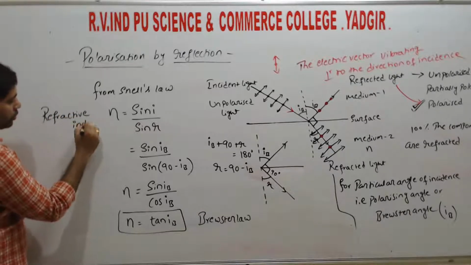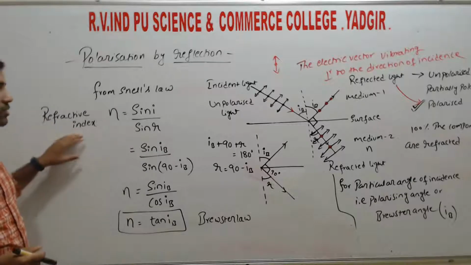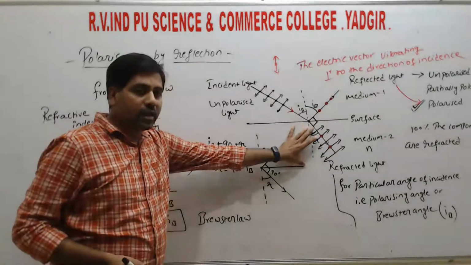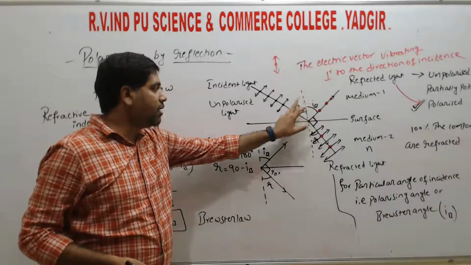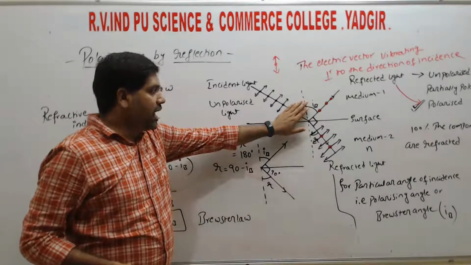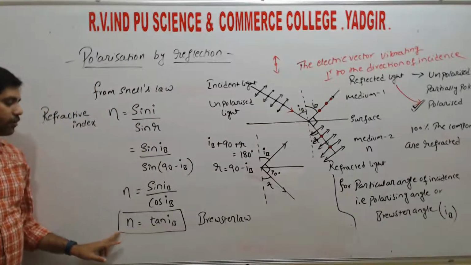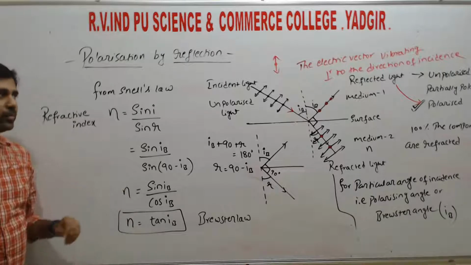Refractive index, right? So the refractive index of the medium is equal to the tan of the polarizing angle or Brewster's angle. That one is the statement of Brewster's law, right?